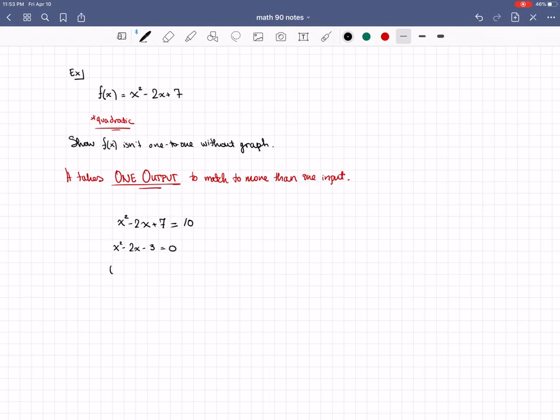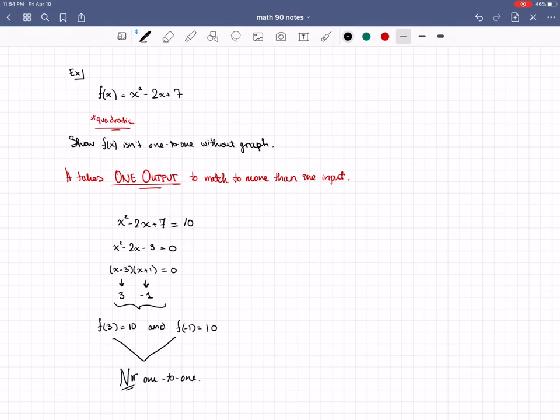This factors. So we have x minus 3 times x plus 1 is equal to 0. So this happens when x is 3 and when x is negative 1. So what we see here is f of 3 is equal to 10 and f of negative 1 is equal to 10. So there are two different inputs that match to the same output. So this function is not one-to-one.